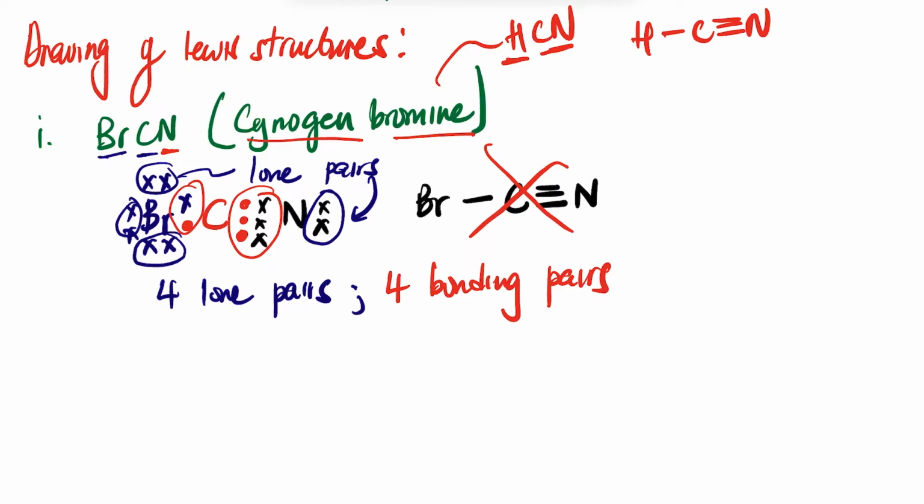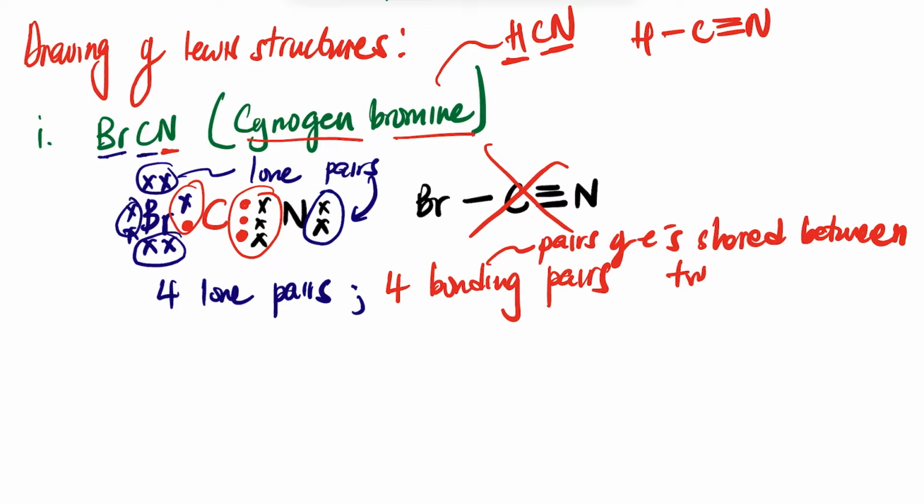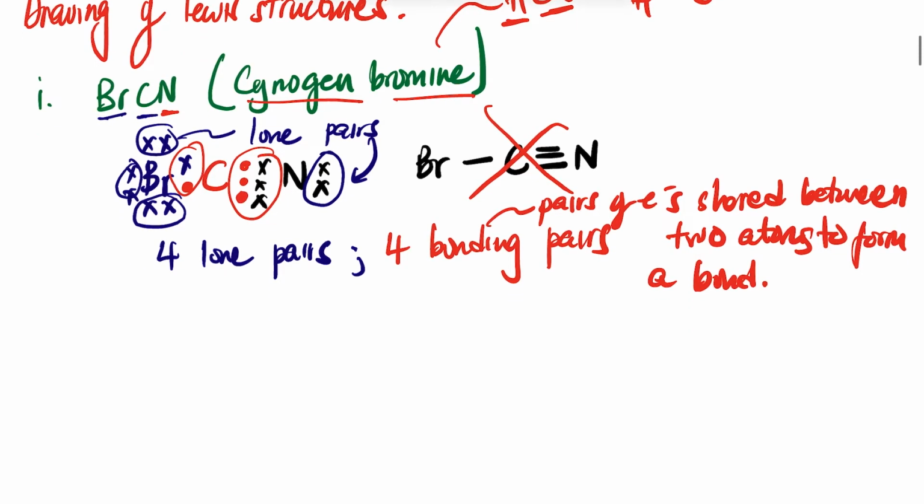Okay, how do we define the bonding pair? A bonding pair is a pair of electrons shared between 2 atoms to form a bond. You must know that the bonding pair is two electrons shared between 2 atoms to form a bond. It's very important to know that, guys.